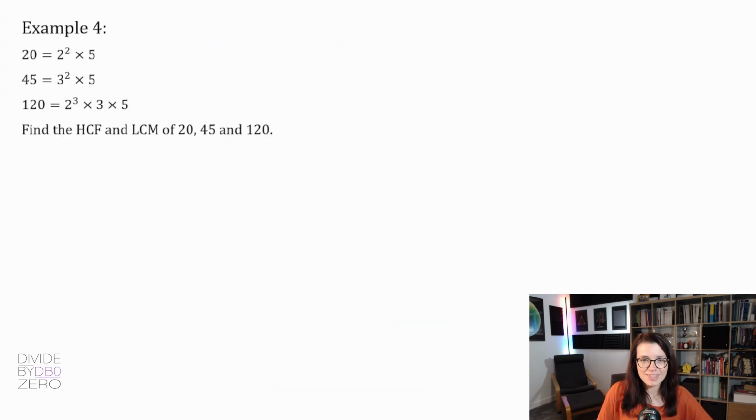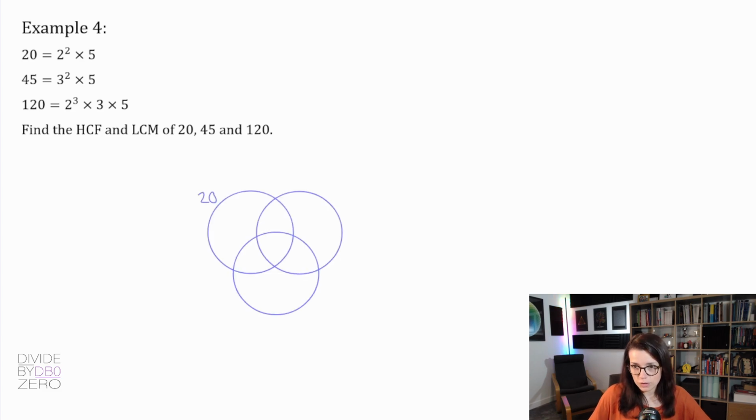Last example, I wanted to show you that this method also works for 3 different numbers in a 3-way Venn diagram. This time, they've already given us the numbers broken down into their prime factors, so we don't need to do that step. We can just go ahead and make a 3-way Venn diagram, one circle for 20, one for 45, and one for 120. And we can go ahead and sort out the prime factors which were given to us.